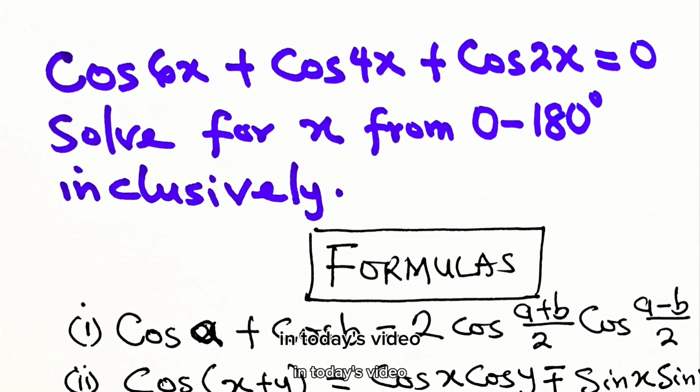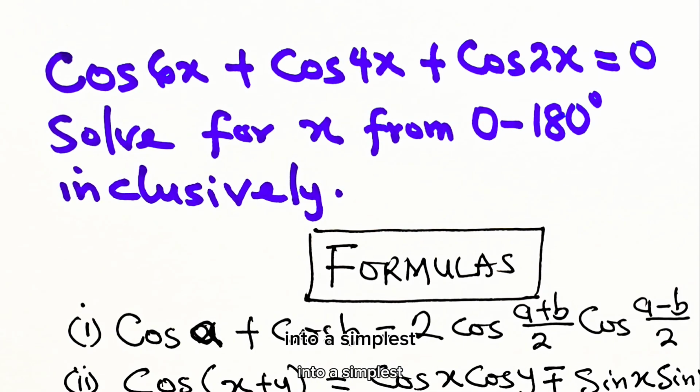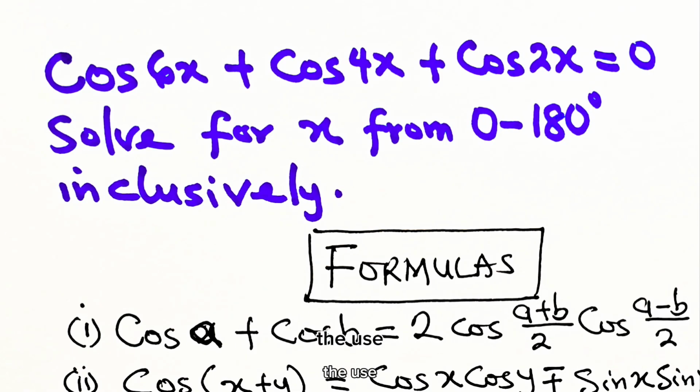In today's video, I will show how to reduce a complex trigonometric equation into the simplest solvable question by means of factoring out the common term. Also, I'll be using this video to explain the use of a quadrant diagram to write out solutions of any trig question. But before we go into the question itself, these are the formulas that we have to take note of.